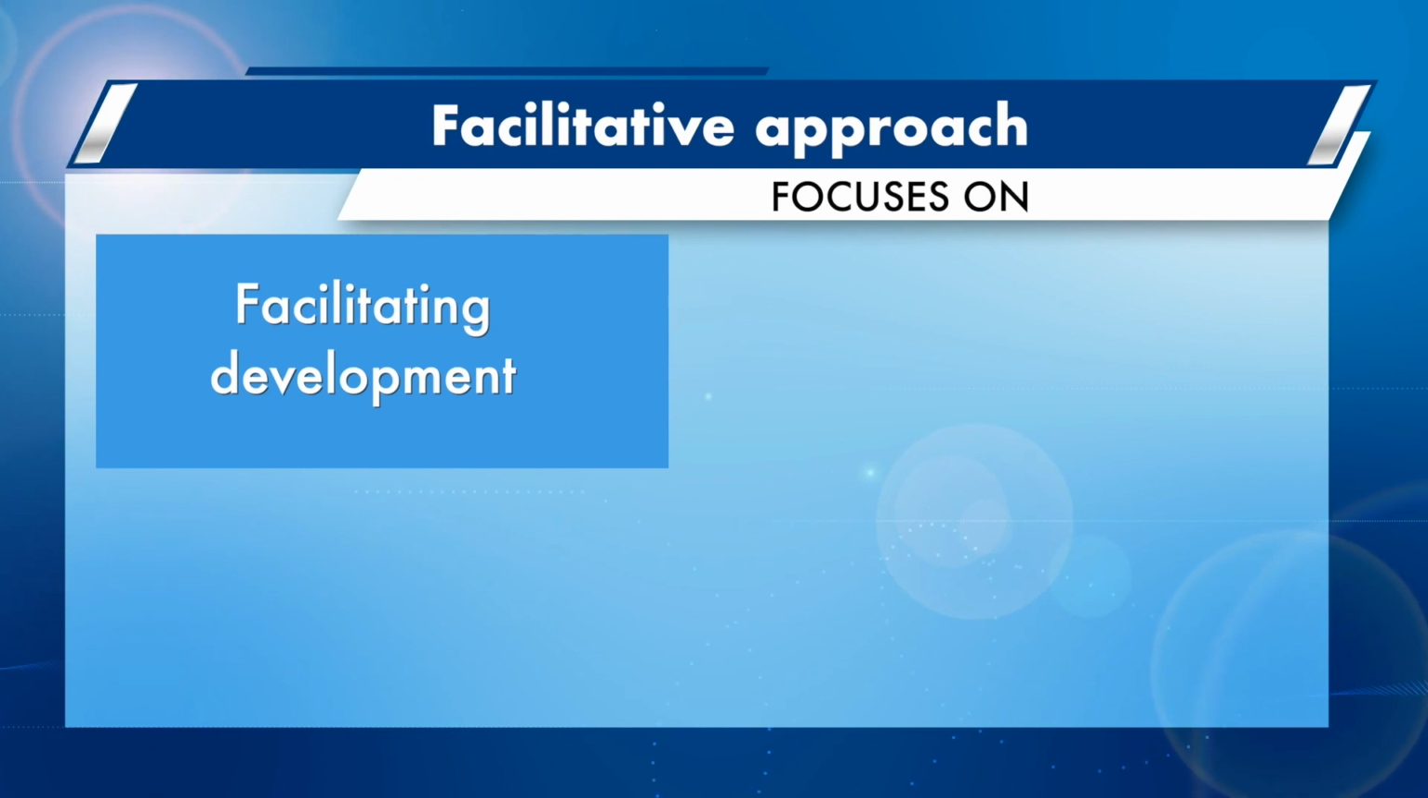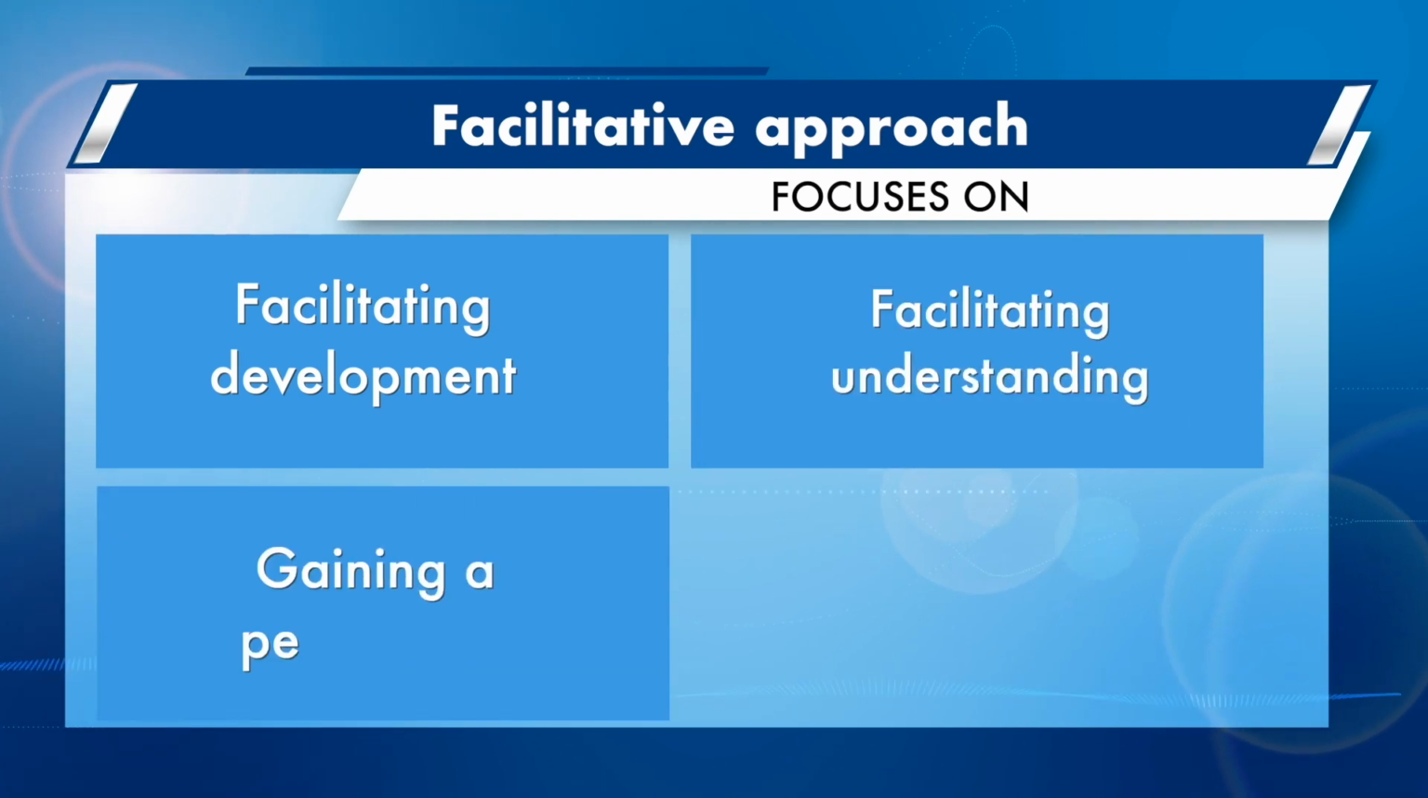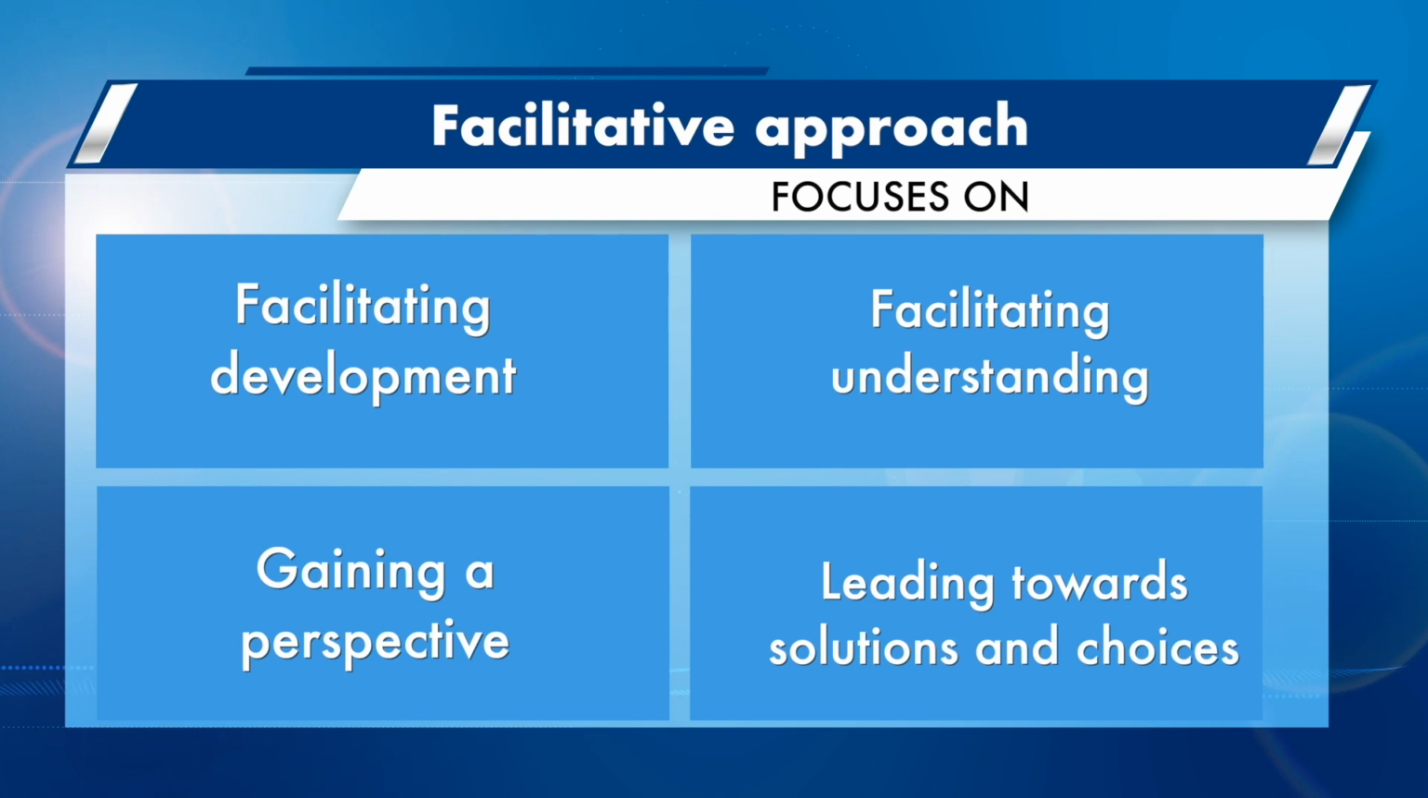Second is the facilitative counseling approach. As the name suggests, it facilitates development, understanding or gaining a perspective and leads towards solutions and effective choices. So here, with a facilitative approach, explaining to the adolescent what exactly is happening will help the adolescent develop an understanding about oneself, and the adolescent will be able to accept oneself, as a result of which they will be able to focus on their studies and move on.